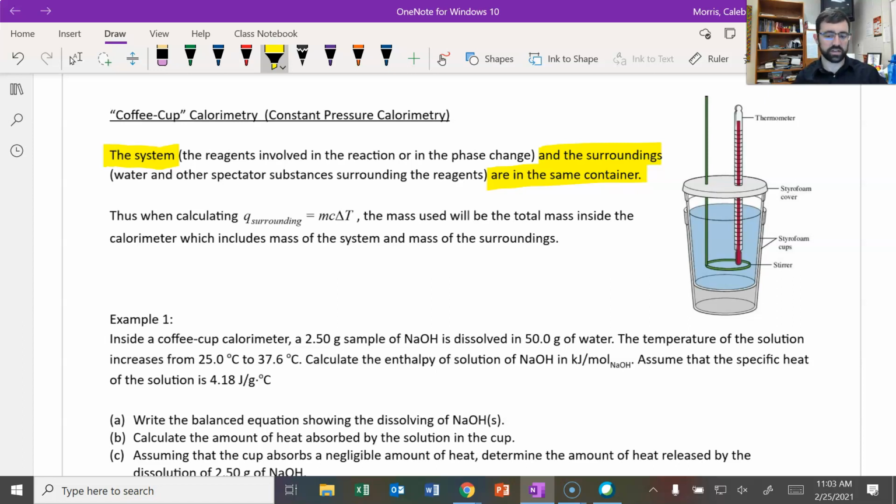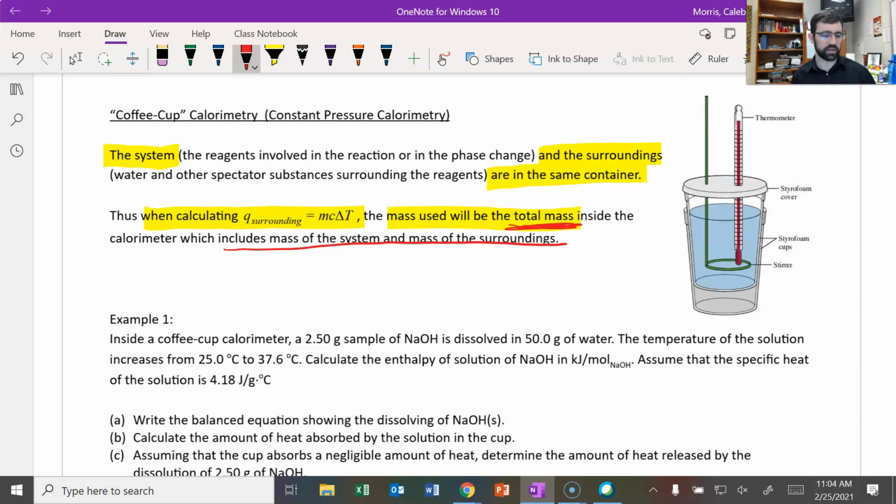The surroundings is everything that is inside the container, and we actually have to include the reactants in the mass of the surroundings. So when we're calculating the heat of surroundings with MC delta T, the mass used will be the total mass inside the calorimeter. It includes the mass of the system and the mass of the surroundings. That's the difference. This time, the system and surroundings are in the same container, so the mass has to include both of them. We're going to work through an example problem.